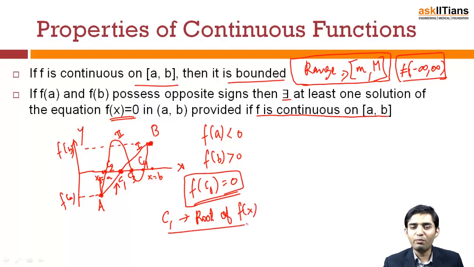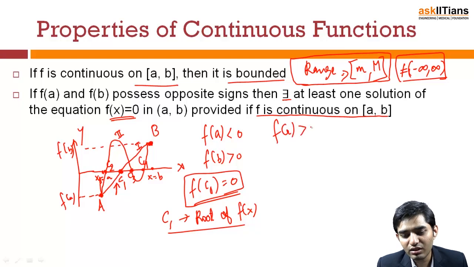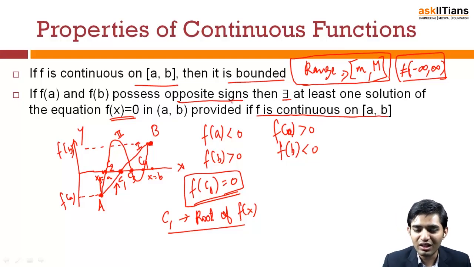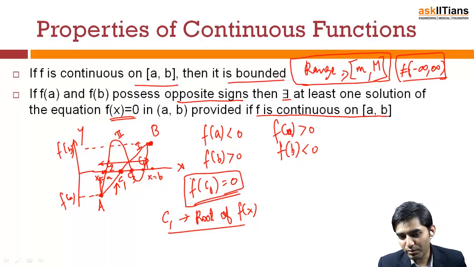So what this property is trying to say is, if f(x) is continuous and f(a) and f(b) are of opposite signs, it is possible that f(a) is positive and f(b) is negative, or the other way around. They should be of opposite signs. If f(a) and f(b) possess opposite signs, then there exists at least one solution, meaning at least one root of f(x) between x equal to a and x equal to b. At least one root means there can be more than one, but at least one will definitely be there. So this is property number 2.